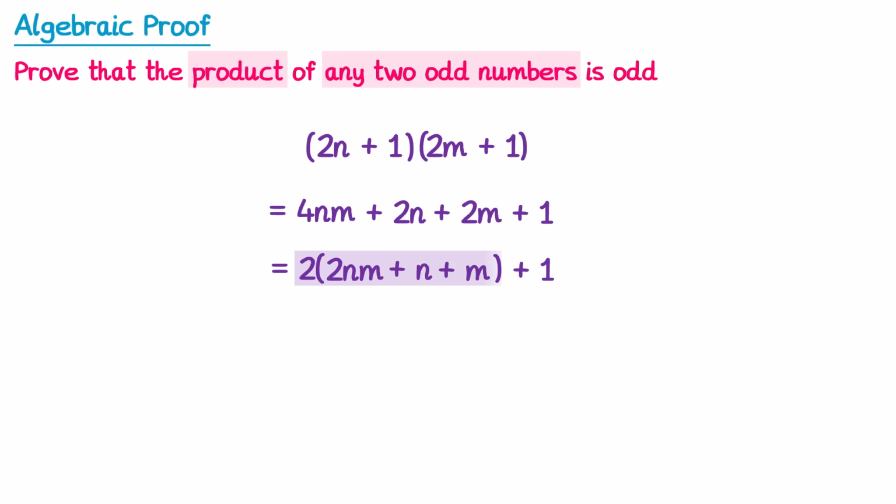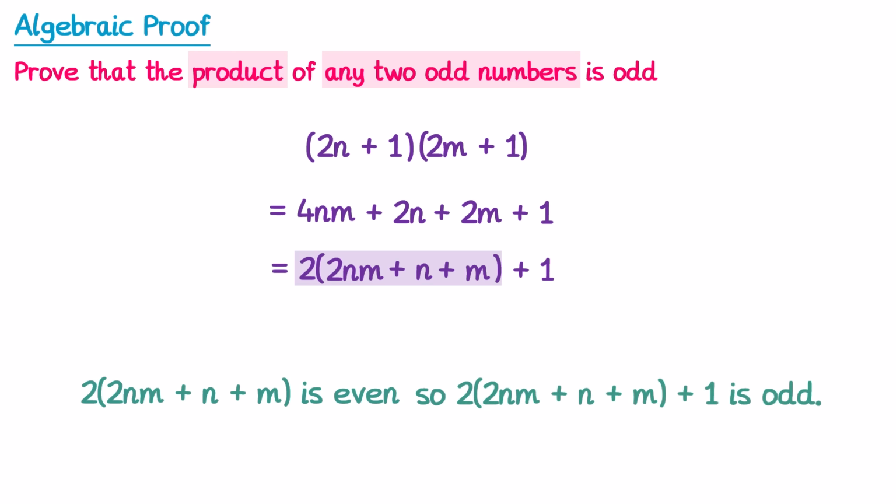So we can now be sure that this part here is a multiple of 2, and therefore even, and then when we add 1 to it, it will be odd. So we could say that 2 lots of 2nm plus n plus m is even, and when we add 1 to that, we end up with odd.